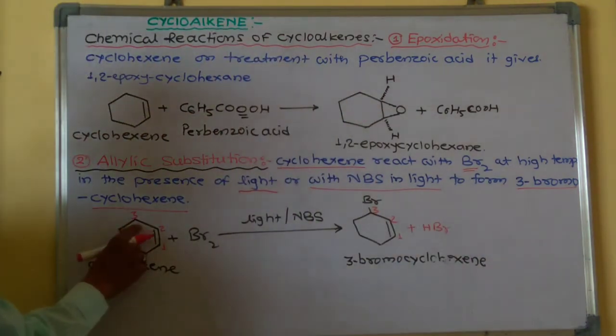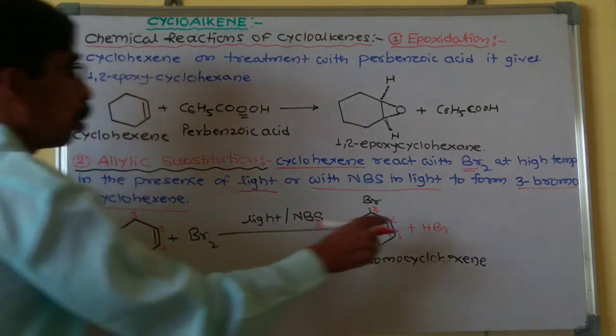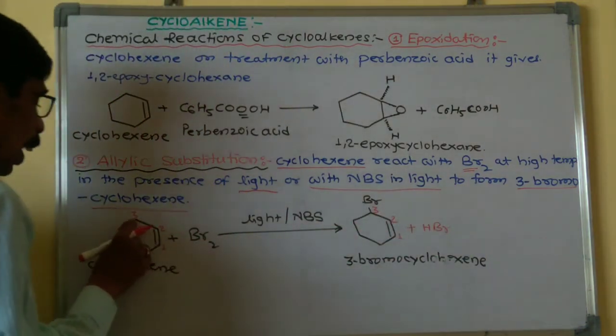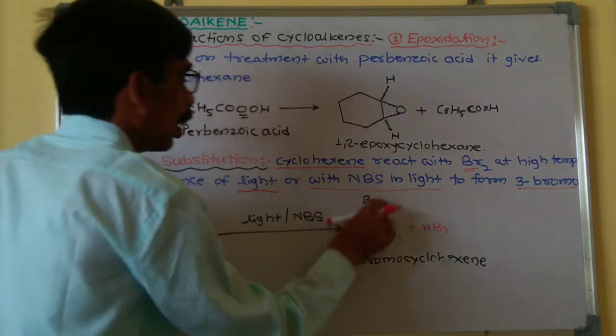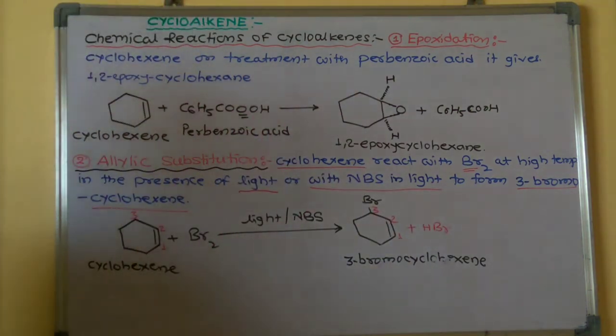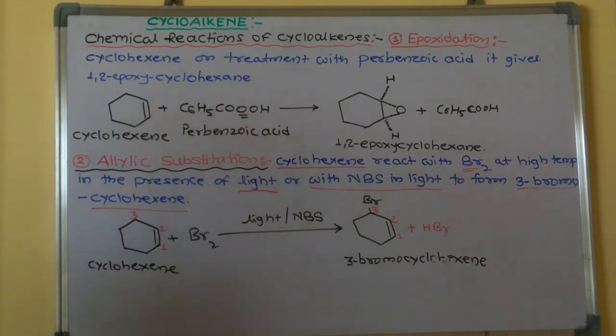From this carbon one H and one Br combine to form HBr, and in the place of this H, Br is attached. So there is the formation of 3-bromocyclohexene. So these are the two chemical reactions of cycloalkene. So this part, cycloalkene, is completed here. Okay.